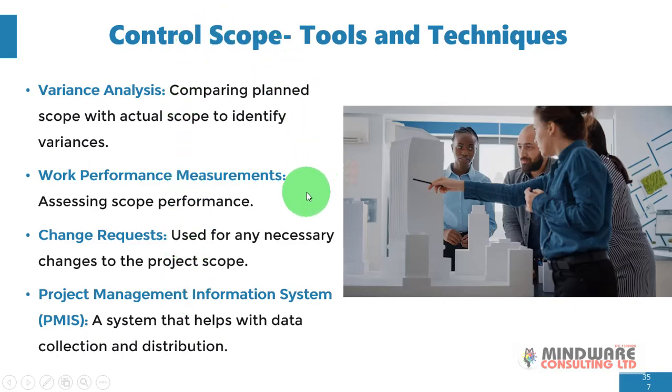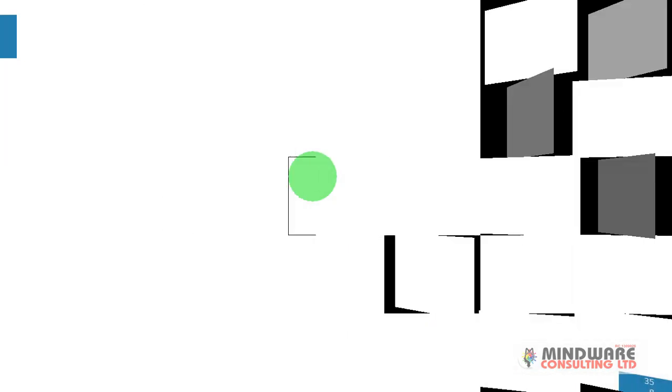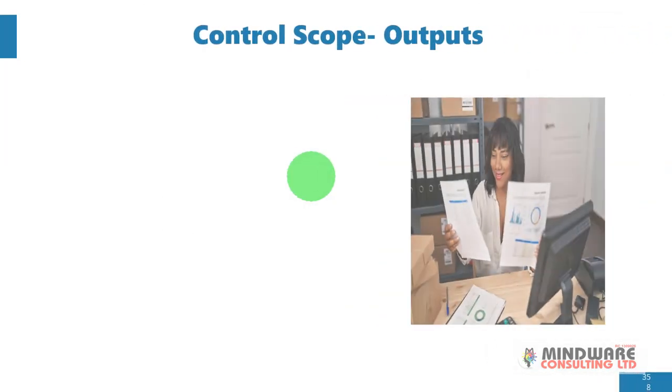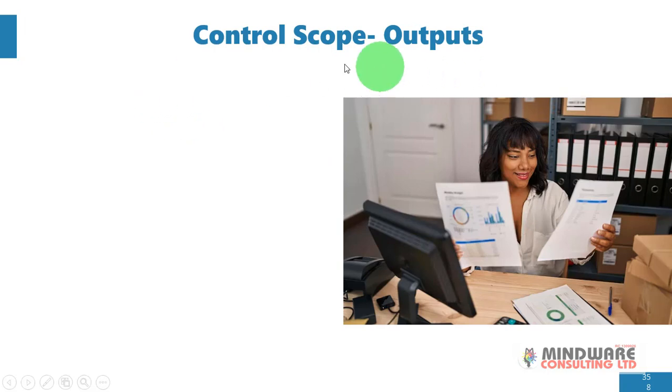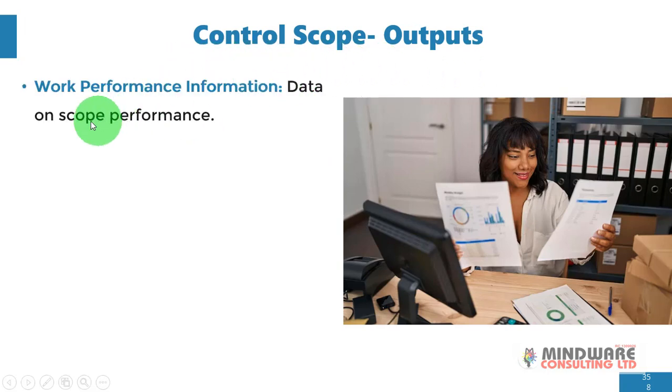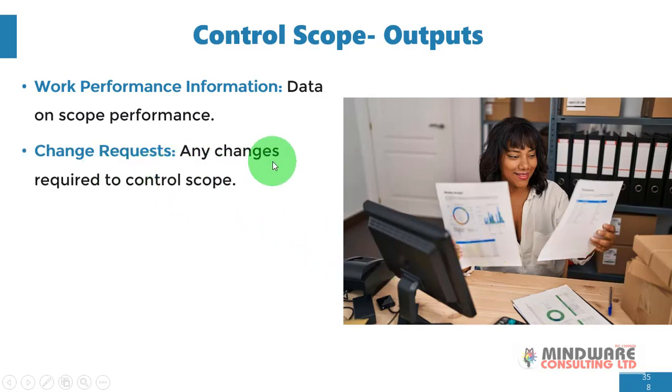Now, what do you think are the outputs? Let's take a look. Control scope outputs include work performance information, which includes data on scope performance. You now have your work performance information showing you how your scope has been performing so far. Then change requests, which include changes required to control the scope.